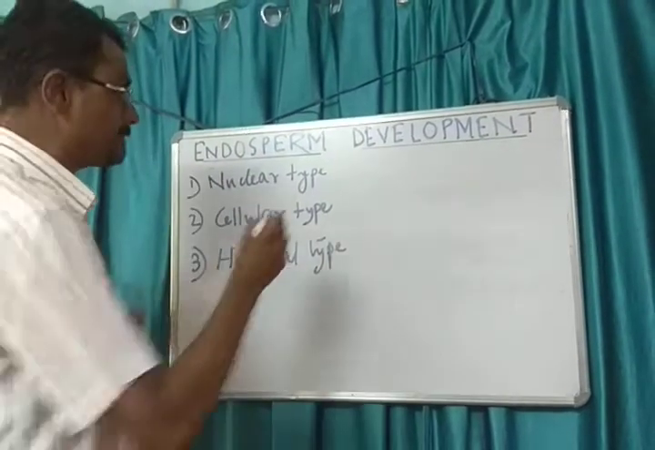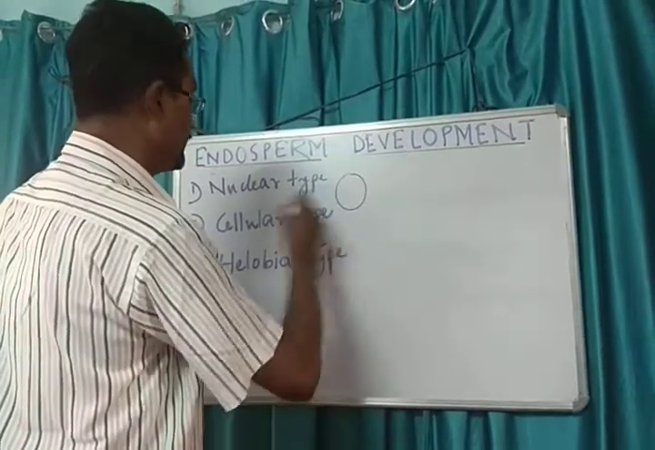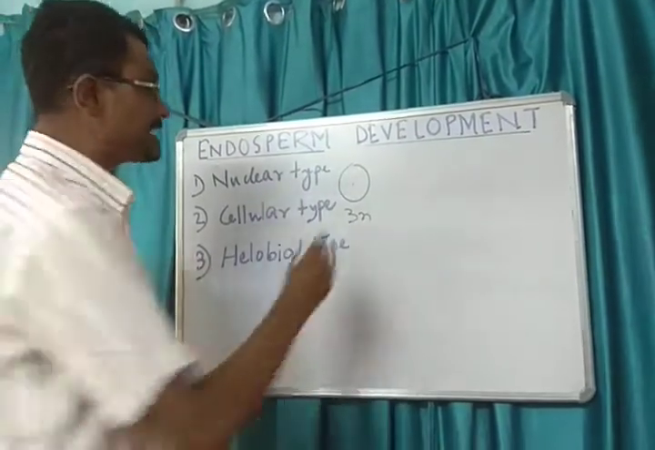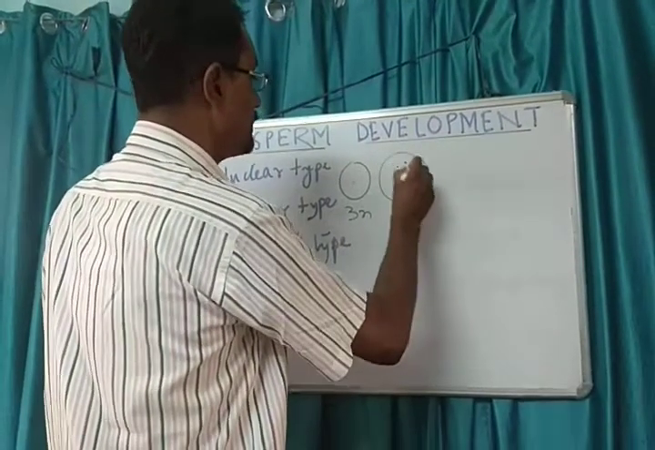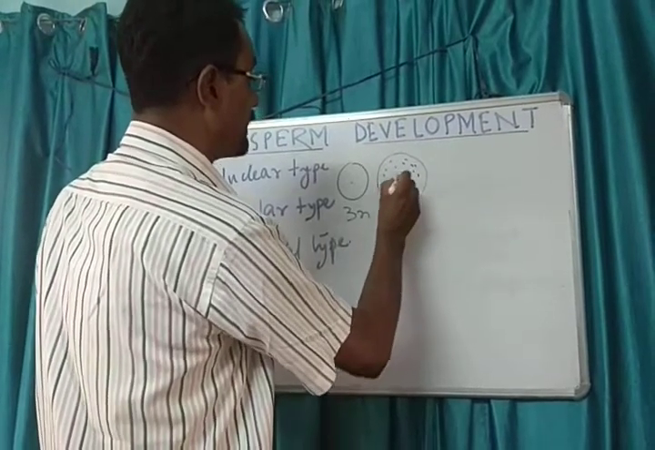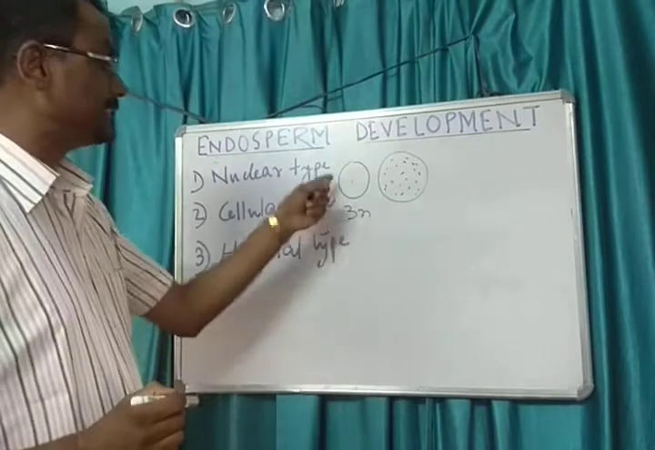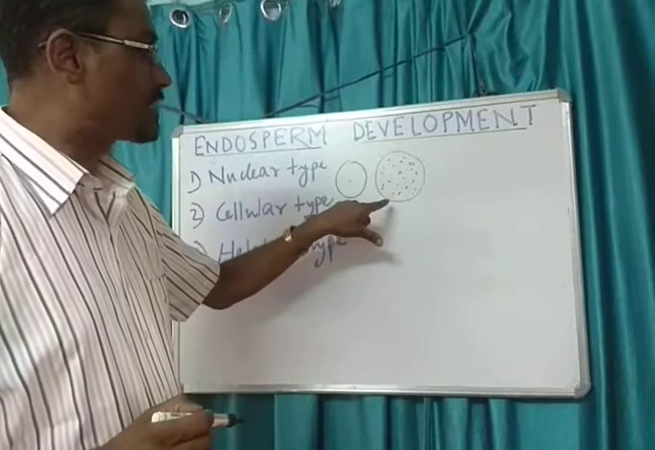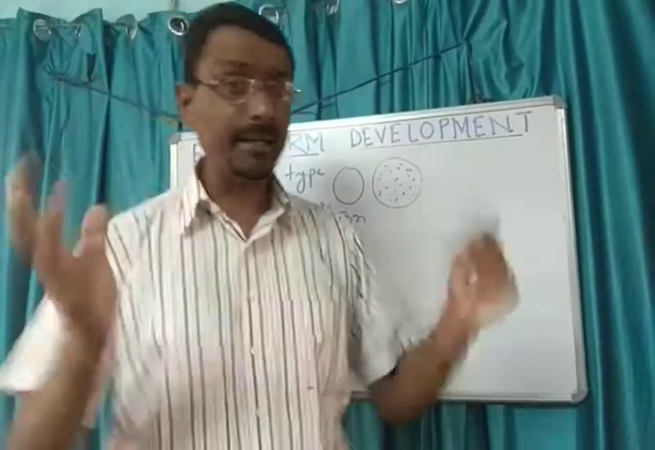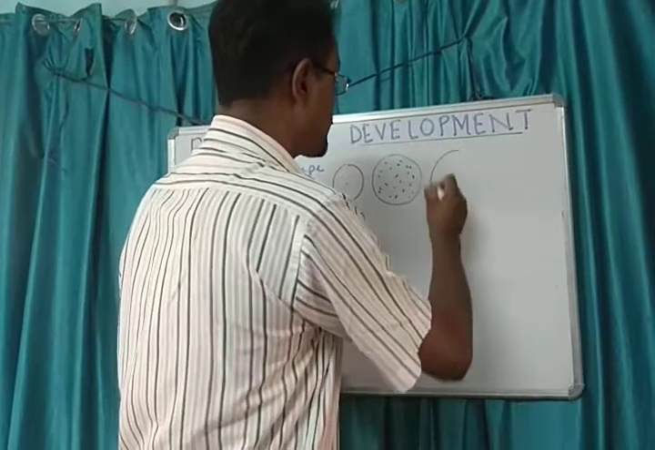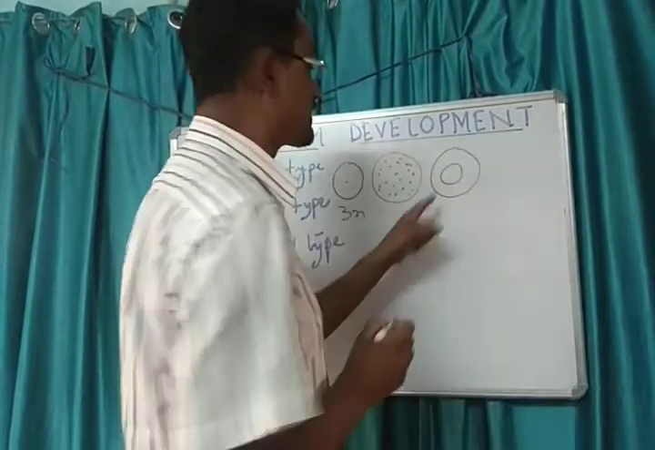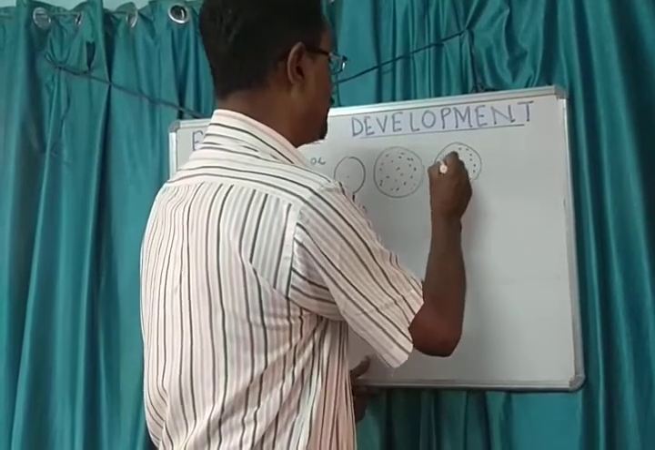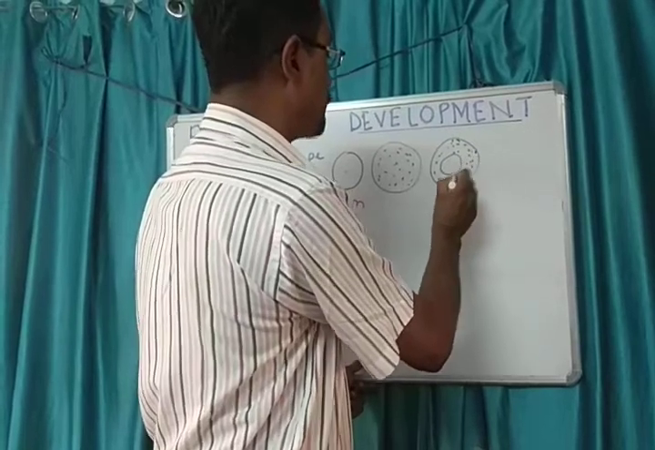First is the nuclear type. This is 3N. This undergoes division to form a number of nuclei. Here you are finding the primary endosperm. When it starts the development, it undergoes division to form a number of nuclei. And then what happens? There is the occurrence of a central vacuole, and the nuclei are pushed towards the periphery. This is the periphery. They push towards the periphery.